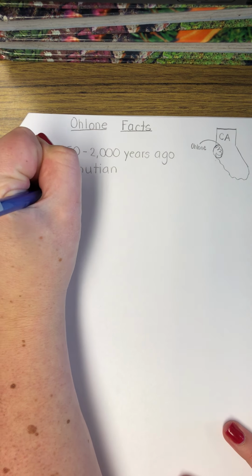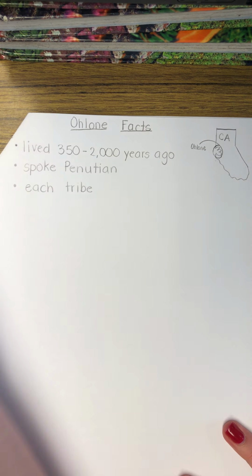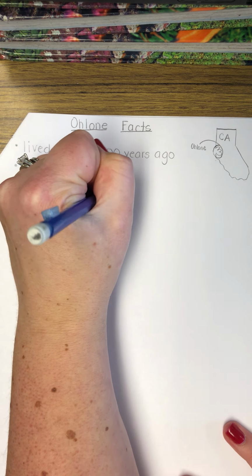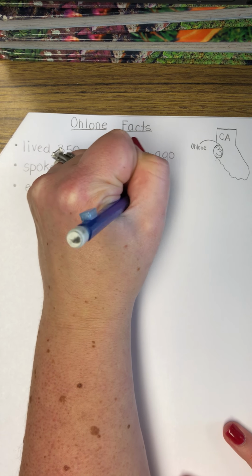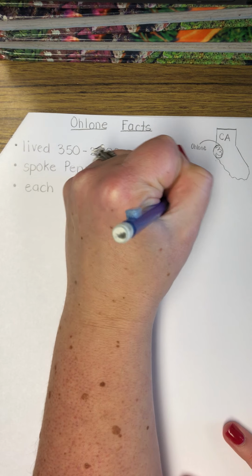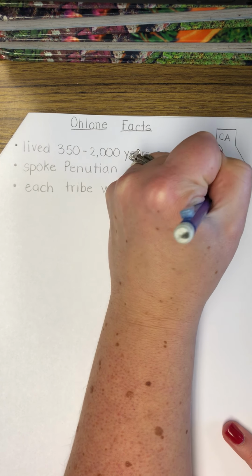And each tribe was 30 to 150 people. They didn't live in larger cities because the environment couldn't support that. So each tribe had between 30 to 150 people. That was probably several families to larger families.